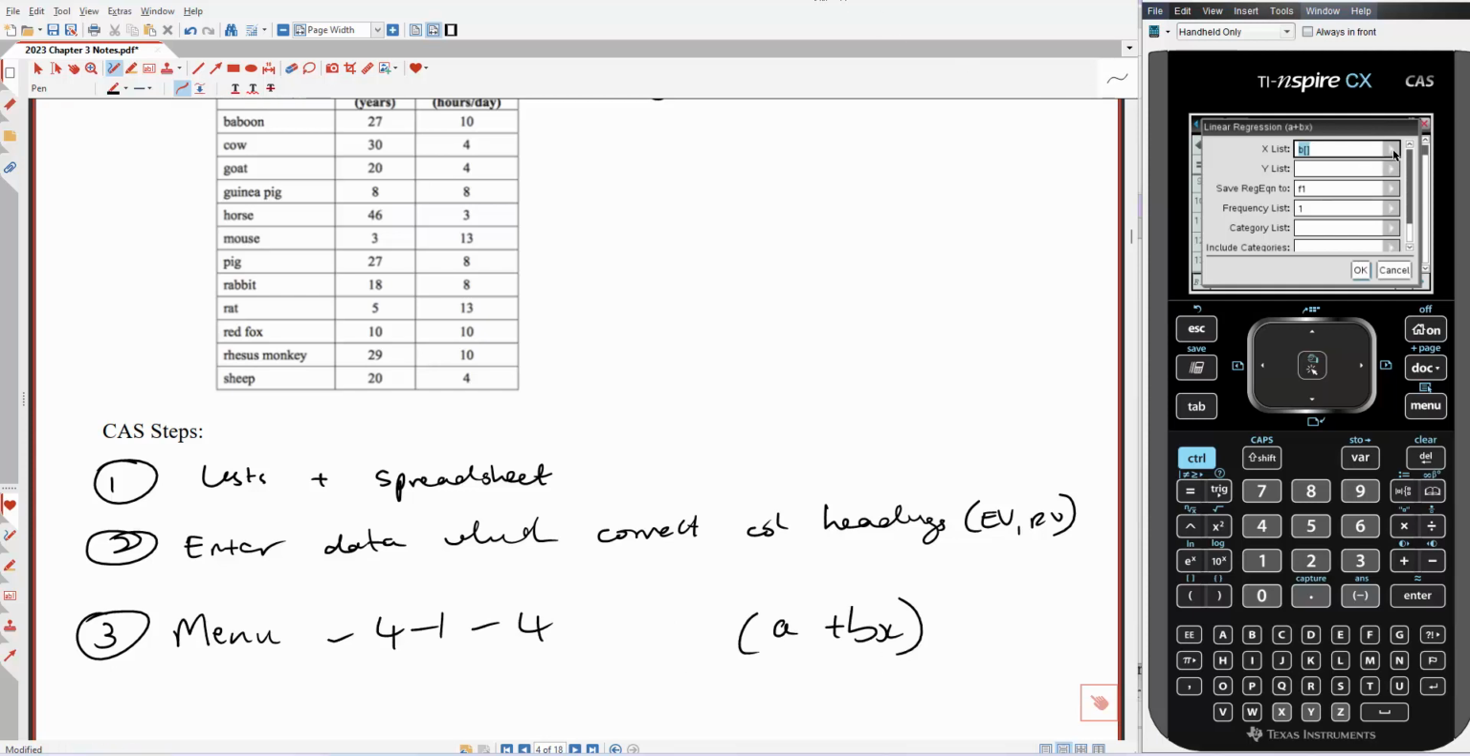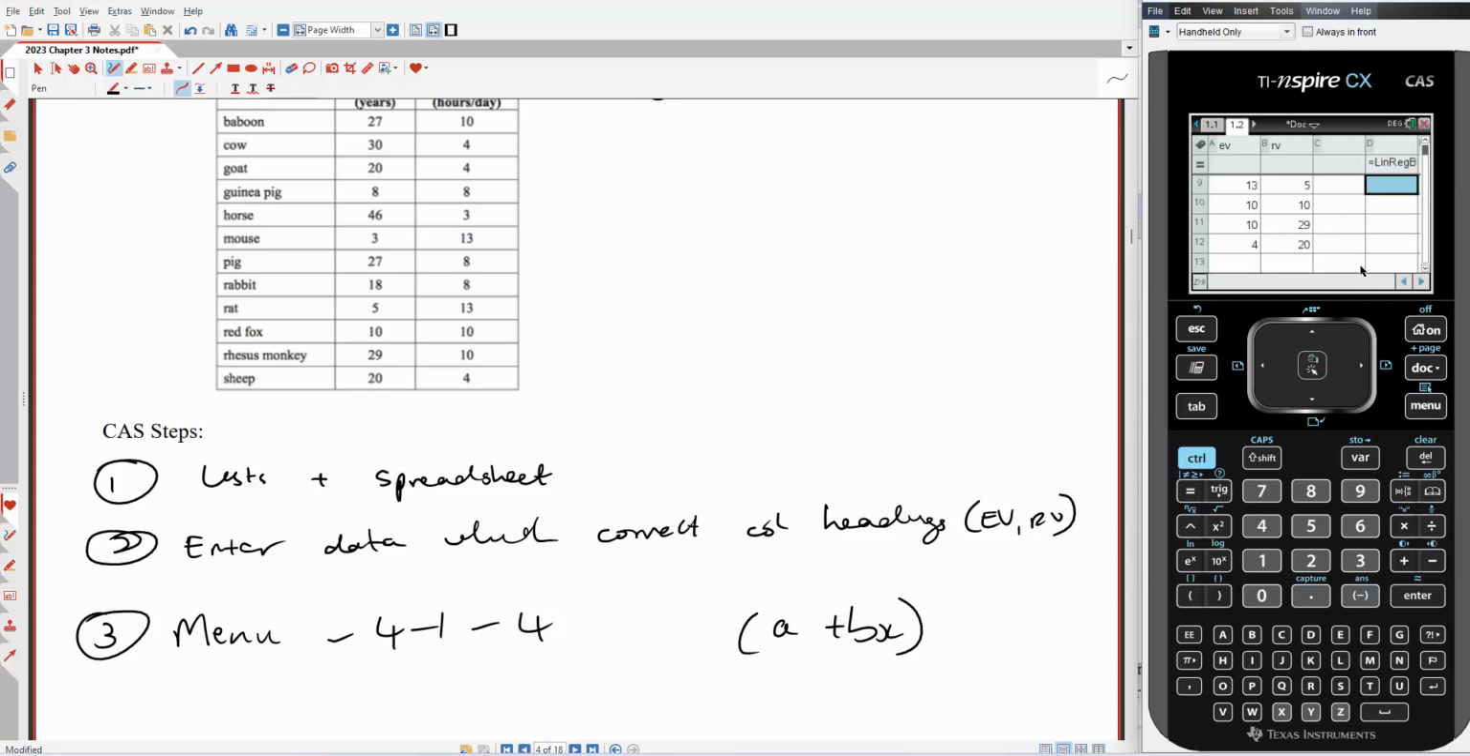Remember it asks you a couple of things. It says, where are your X values or your EV? That's in the column EV. Where are your Y values? That's in RV. And it will ask you finally where to put the results. We want it in column C, that's fine. So we're going to go okay. It gives us the data, and what we're going to do is just scroll up. In the form a plus bx, we can see the a value, the y-intercept is 38.89, and so on. And the slope is negative 2.3551, and so on.